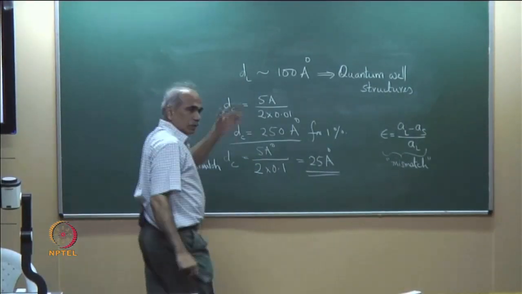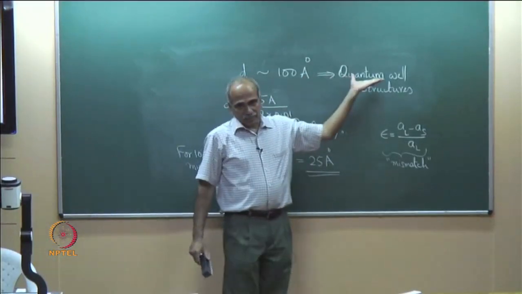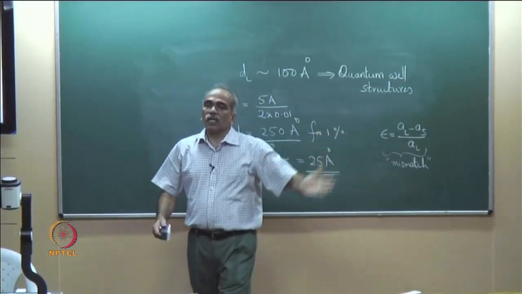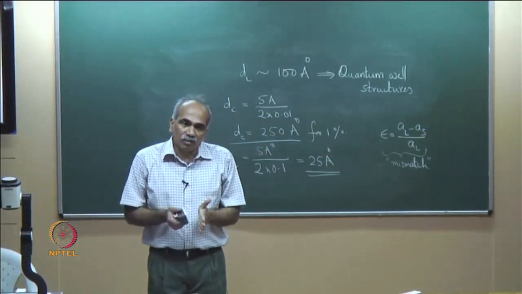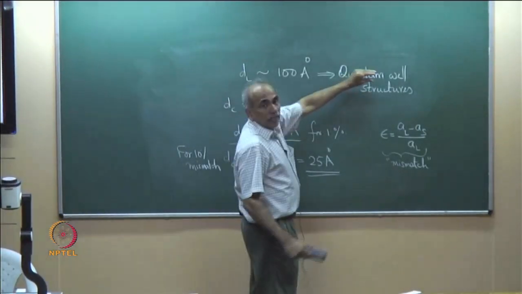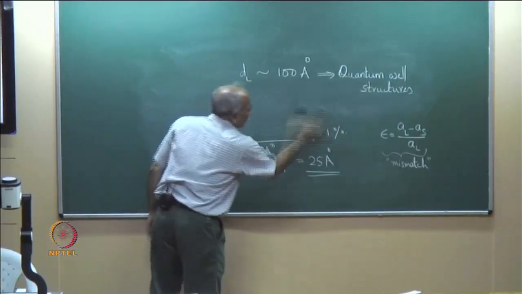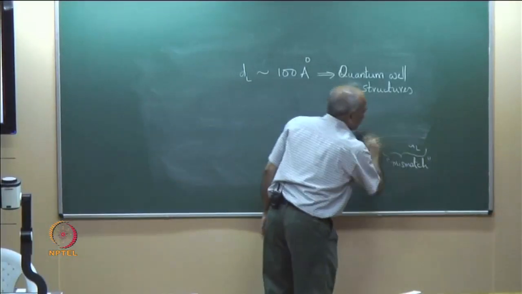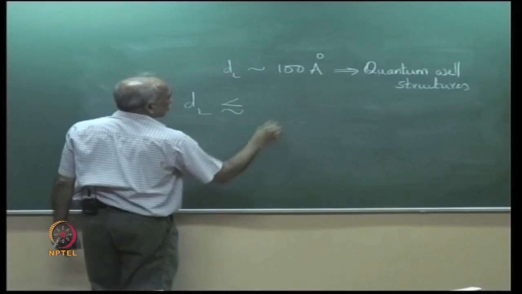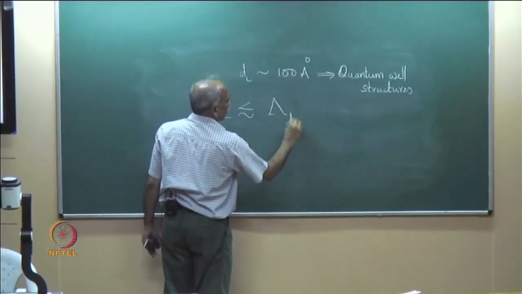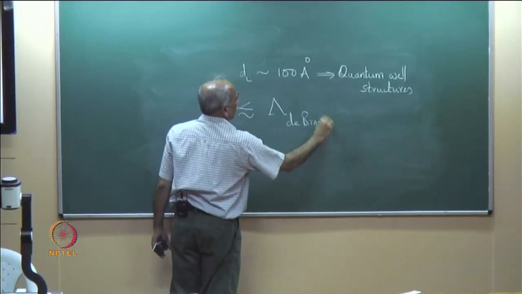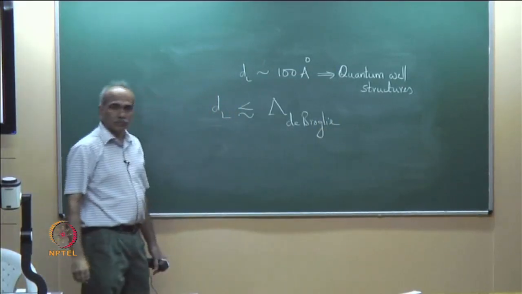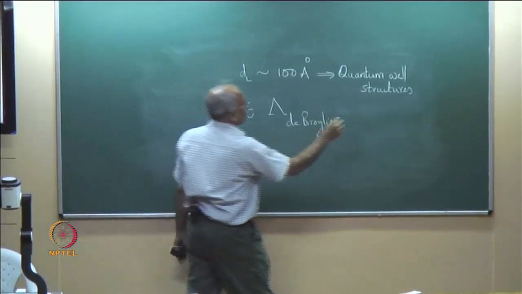Why are we talking of quantum well structures? What are quantum well structures? Quantum well structures are structures where the dimension of the layer is less than or of the order of the de Broglie wavelength of electrons in the medium. So, structures in which the dimension, that is dl, is less than or of the order of the de Broglie wavelength are called quantum well structures.